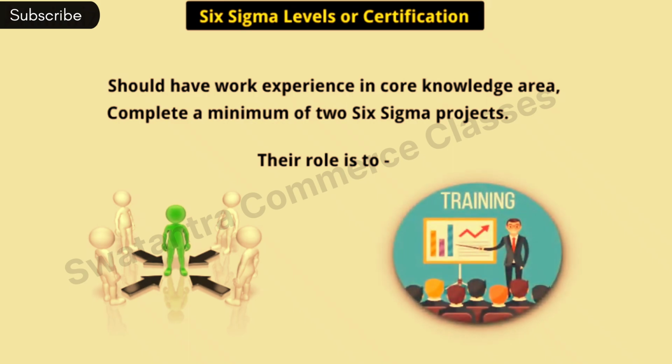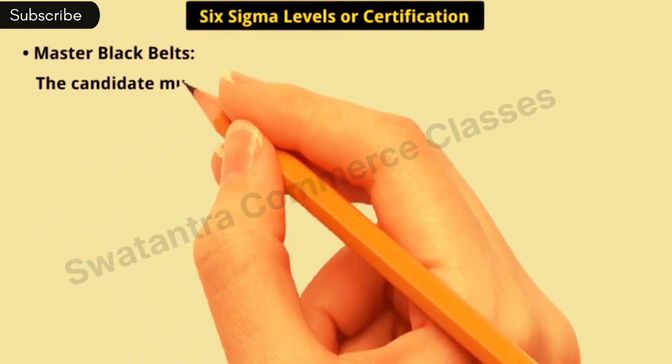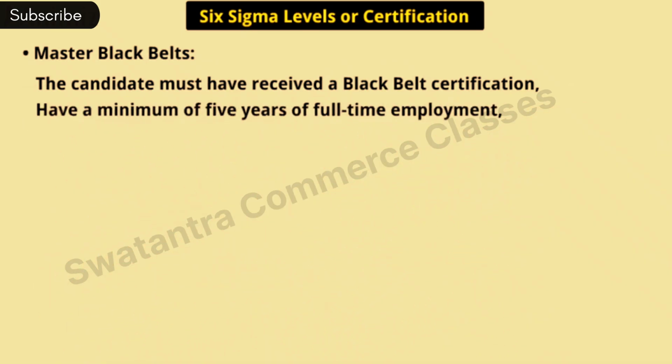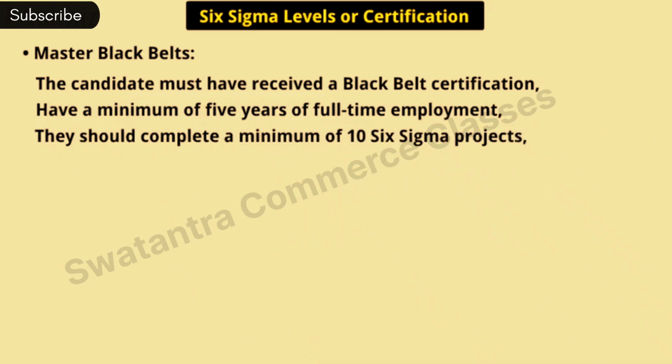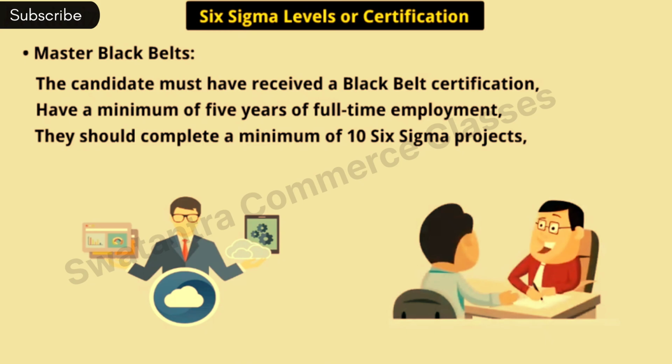To reach the master black belt level, the candidate must have received a black belt certification, have a minimum of 5 years of full-time employment, and complete a minimum of 10 Six Sigma projects. They have to work as an organization's Six Sigma technologist and internal business transformation advisor.